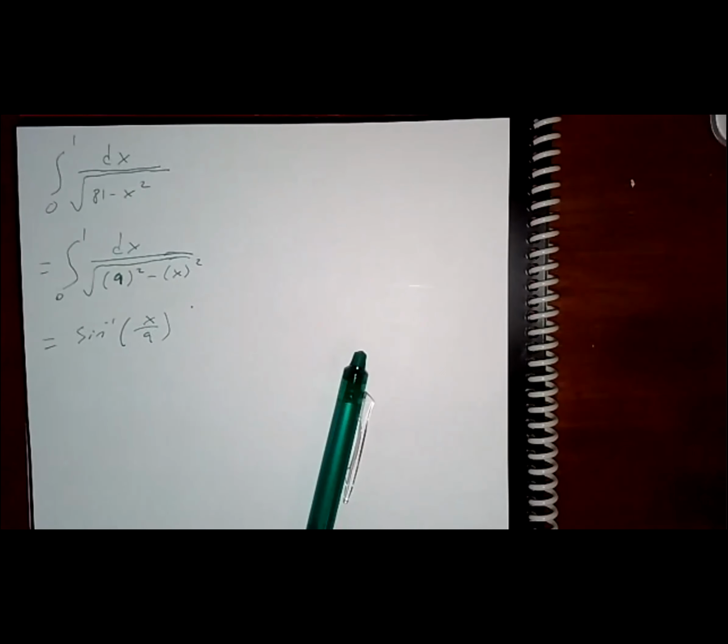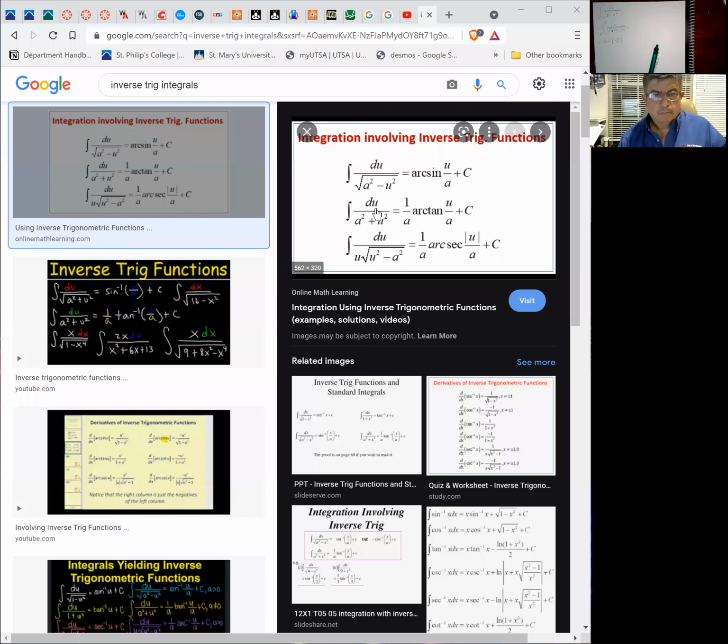Actually, let me double check the formula before I go any further because I feel like that's not right. Inverse trig integrals. Here it is. You remember these? If it's a squared minus u squared, it's equal to arc sine u over a. So that's what we got.